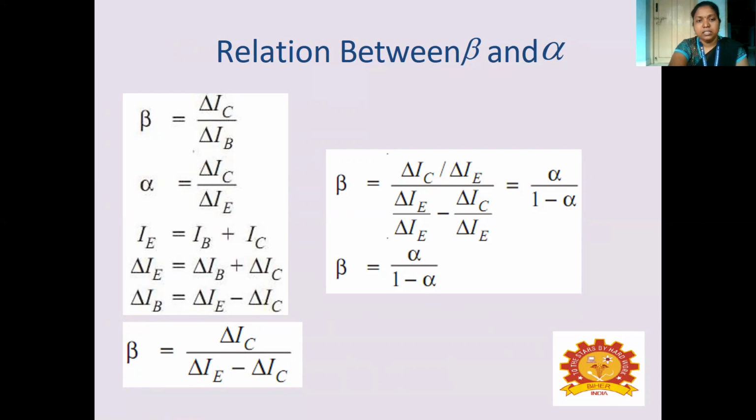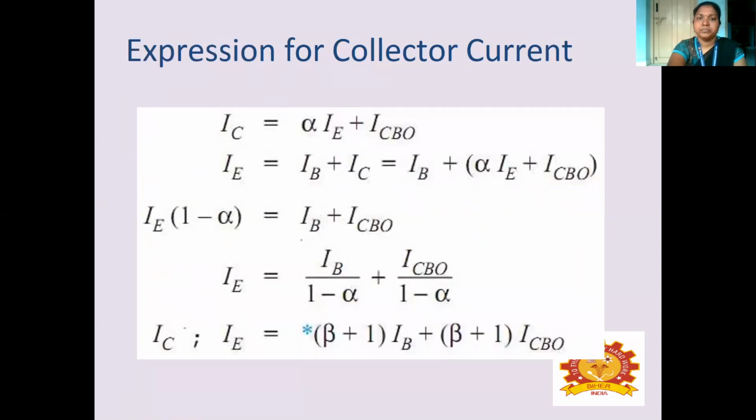minus del IC. Beta is equal to, now what I'm going to do, I'm going to divide the numerator and denominator by del IE. So del IC by del IE divided by del IE by del IE minus del IC by del IE. So del IE at the denominator will cancel and become 1. And in the numerator we know that del IC by del IE is equal to alpha. So beta is equal to alpha divided by 1 minus alpha. That is the relationship between beta and alpha.